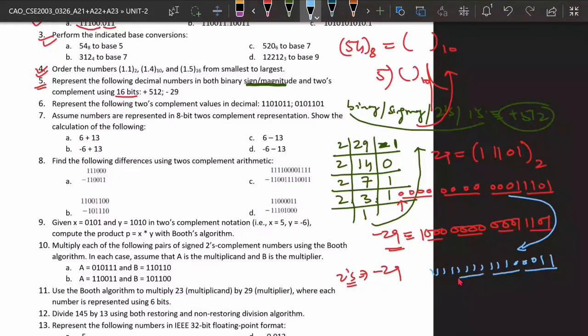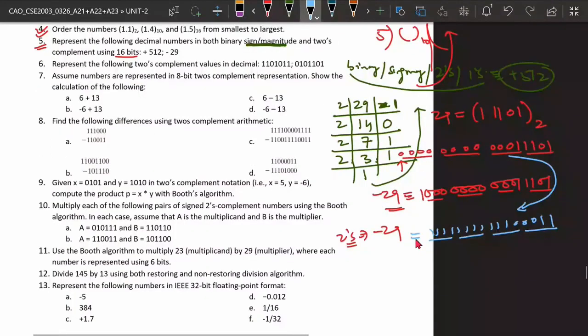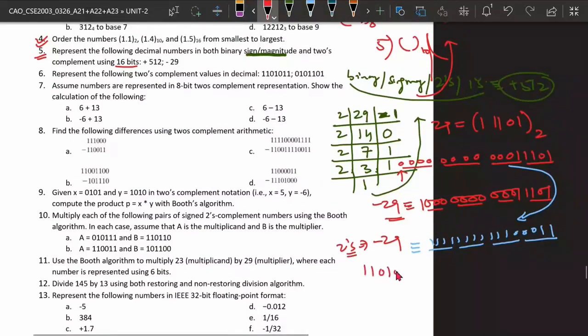So I hope you have got the point for the 5th question. Similarly, represent the following 2's complement values in decimal. Here the 2's complement number is given, and we need to convert it into the equivalent decimal. The number is 1101011, which is represented in 2's complement.